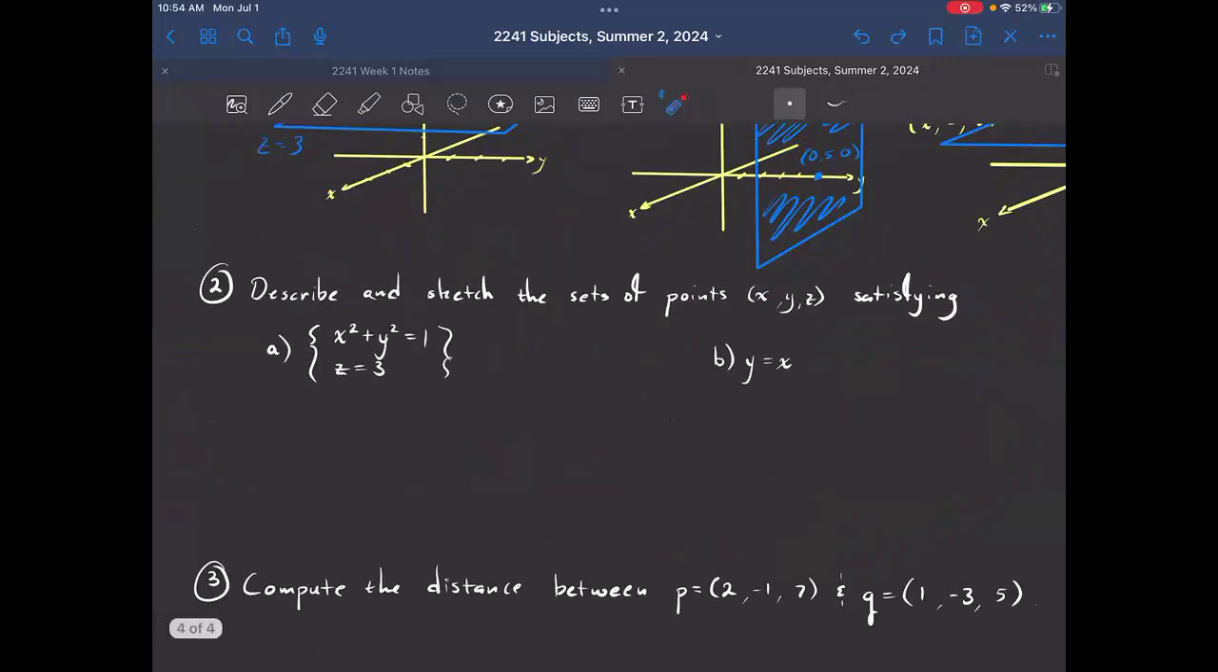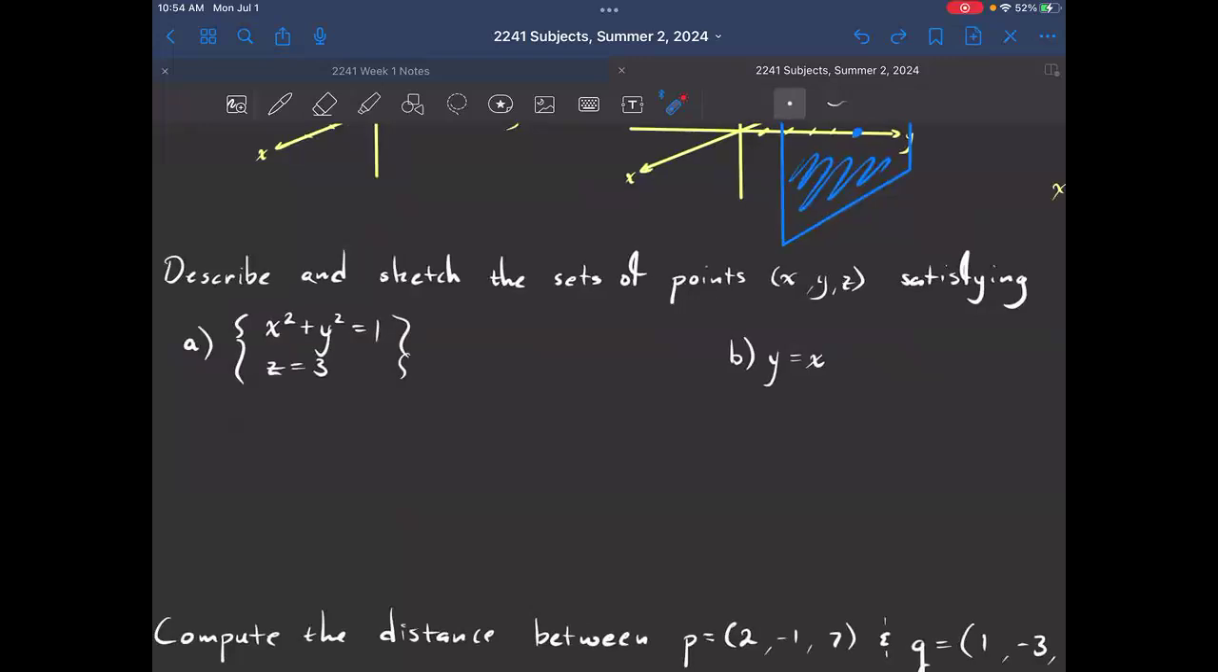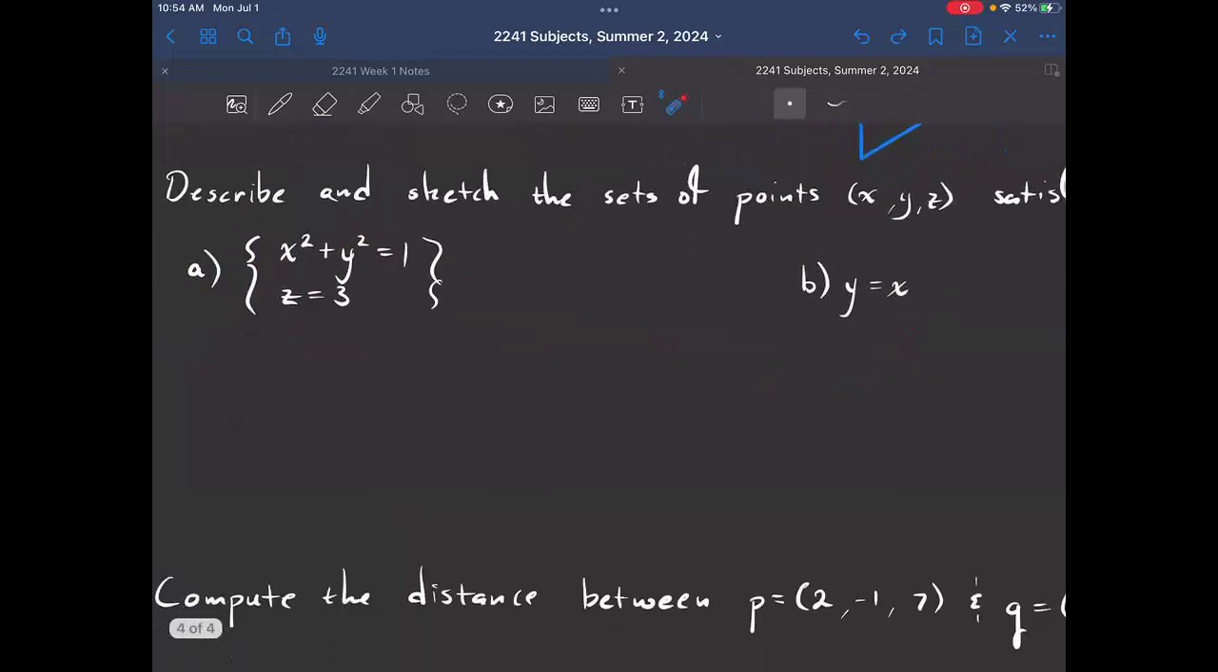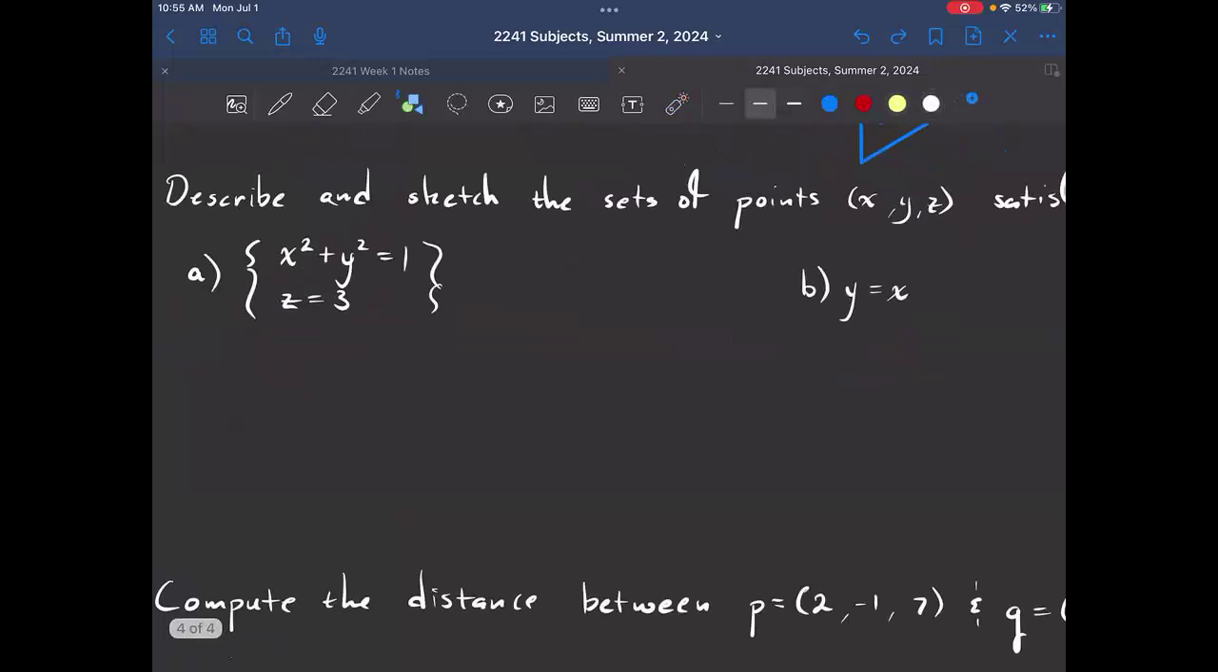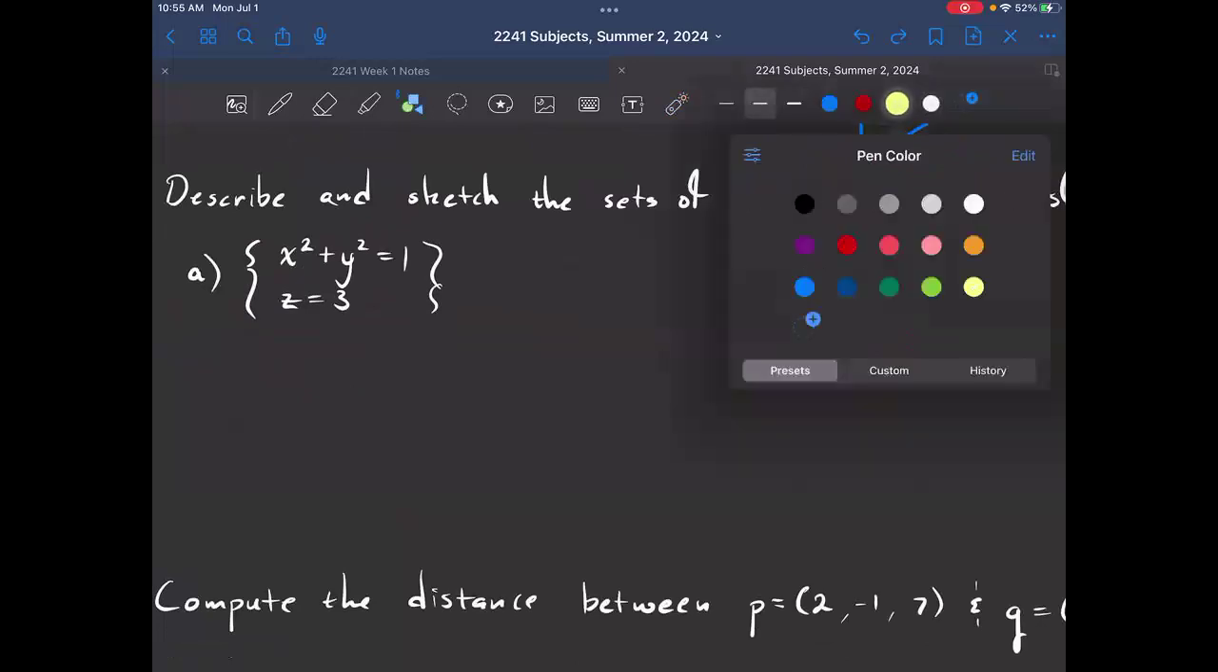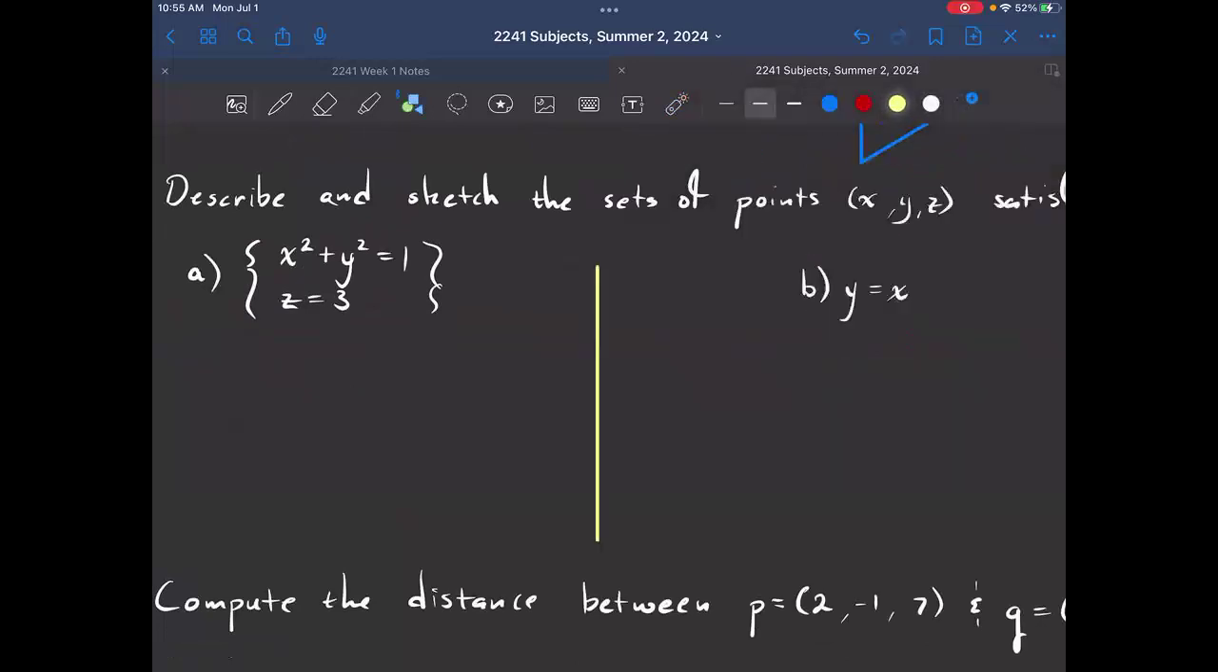Problem 2 is similar, so we have some complicated equations. So it says describe and sketch the sets of points x, y, z satisfying these equations. So here, again, we have a system of equations. So let's go ahead and draw a coordinate system. And x, y, z, put that up a little bit.